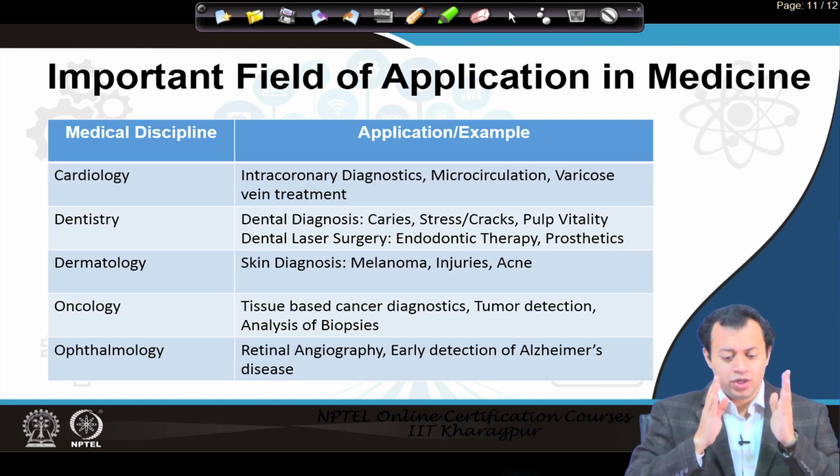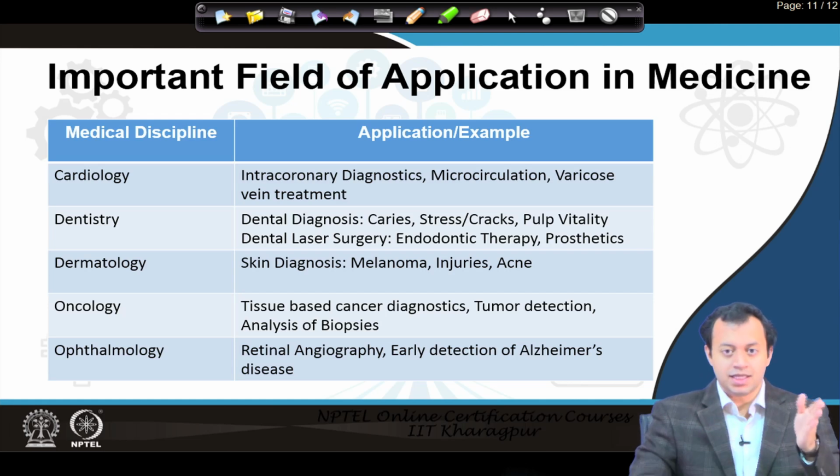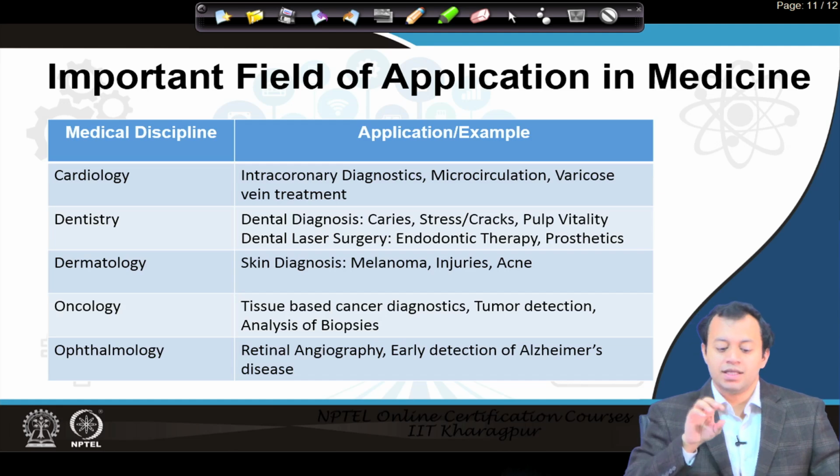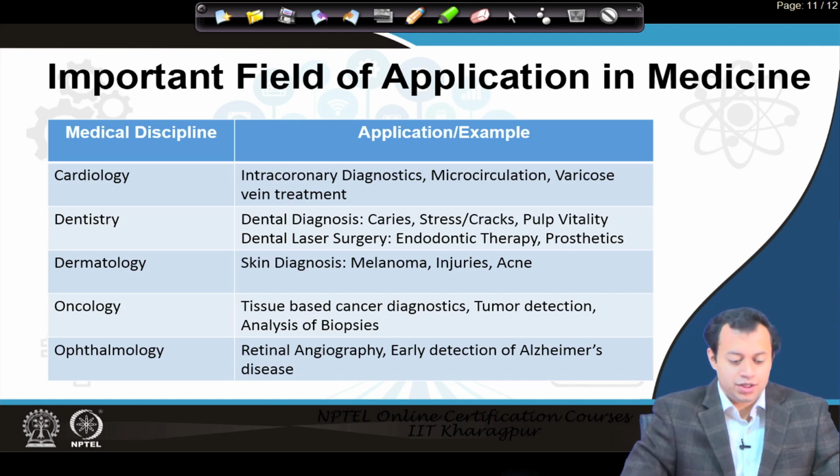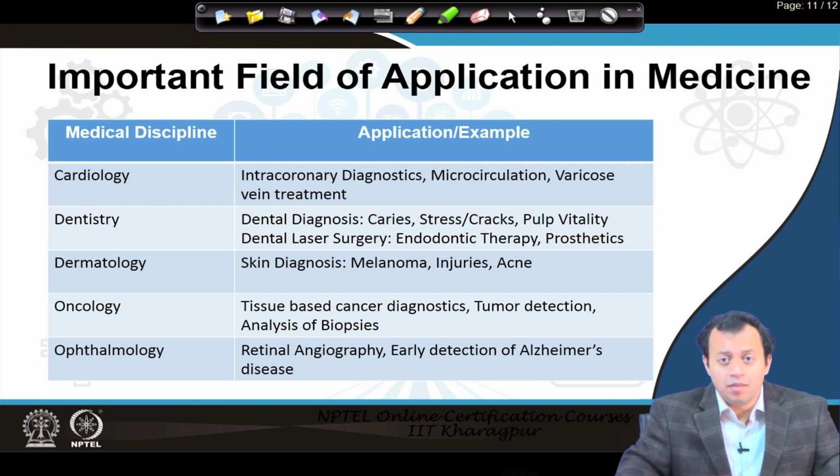But if we are looking at the specifics from a medical discipline point of view, where can we find the potential application of biophotonics? Well, there are several. Though this list is not exhaustive, I would like you to go through all of them side by side. Say in case of cardiology, where we are looking for thrombosis, that is, there is a blood clot, we can use laser light to break that clot and allow the blood to pass through. We can look at microcirculations, where we would check the blood flow in very thin and very microscopic capillaries.